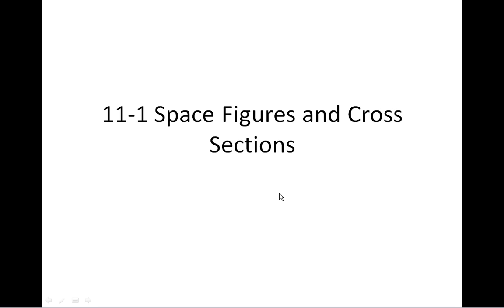In today's lesson on space figures and cross sections, we're going to start looking at three-dimensional figures. These three-dimensional figures are polyhedrons. The important thing to remember is that the surfaces of polyhedrons are all polygons. What we would consider to be the sides are referred to as faces.